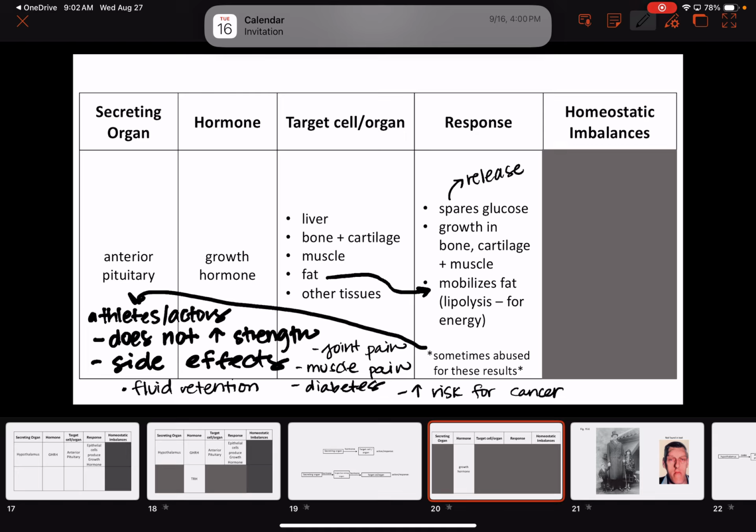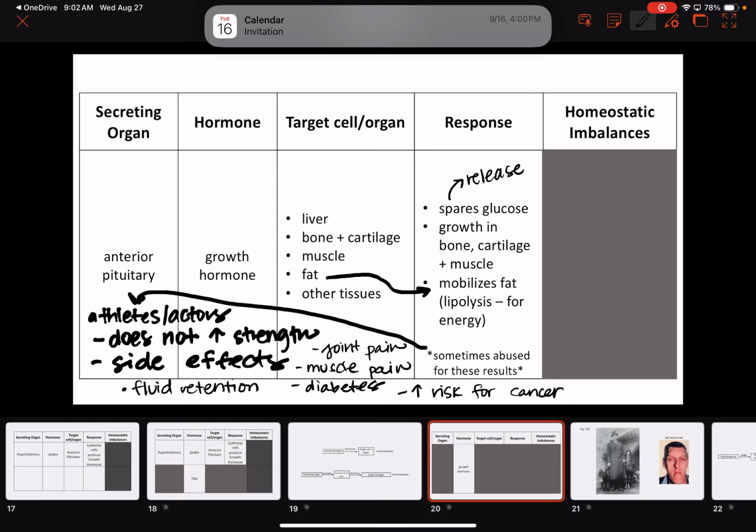Any questions about those effects? So if someone has to take growth hormone, like prescribed, are they also prescribed insulin, or do they just have to watch their sugars? It would depend on a case-by-case basis how bad the effects are, then if the doctor thinks they need to be put on insulin as well.